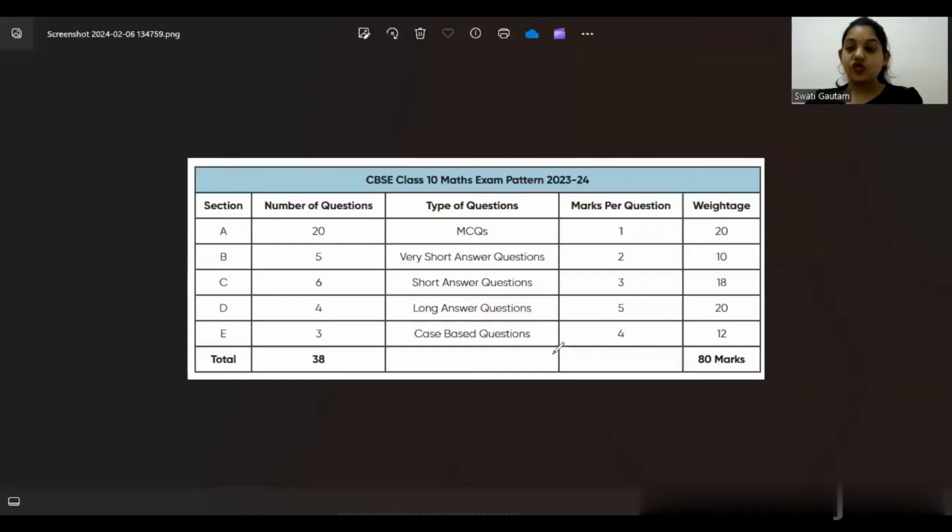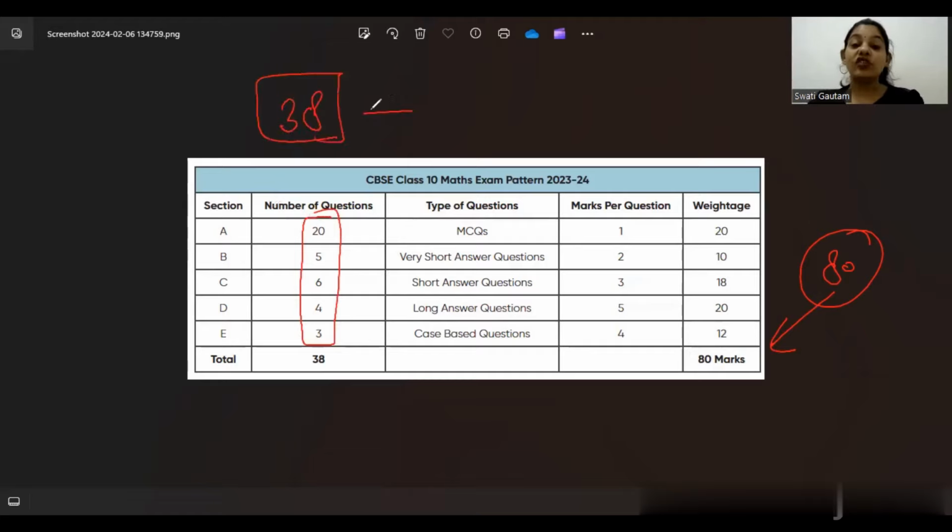So again, I'm sharing my screen to you. Yes, so 80 marks, which is of the higher weightage, right? These 80 marks are divided according to the number of questions. Total number of questions in your exam will be 38. 38 questions will come in your exam, in which 20 questions are of 1 mark. Means one question of 1 mark, 20 are there, right?